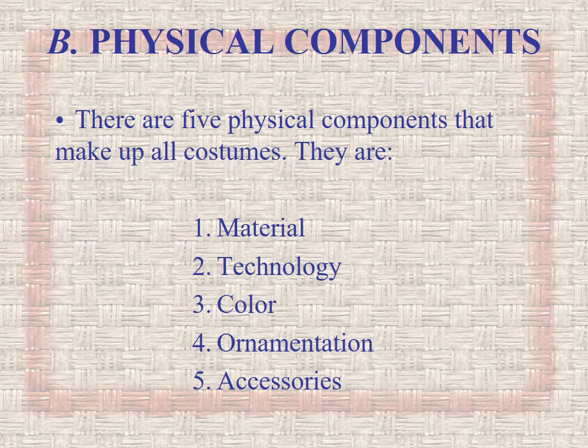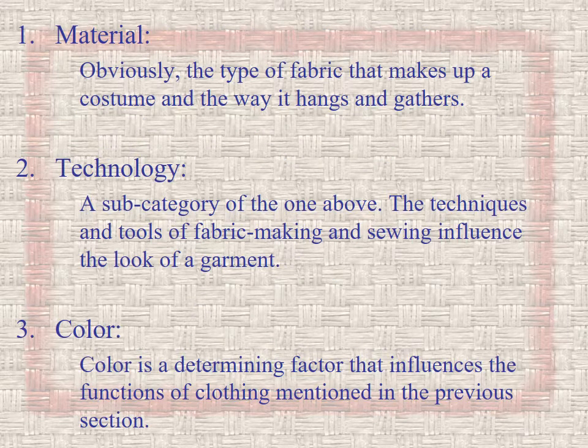Okay, now that we know what costume does, what are the components? Well, there are 5. Material, technology, color, ornamentation, accessories. Let's look at these briefly. Material, obviously the type of fabric, the way it hangs, the way it gathers, the way it looks. Technology, very important, as you'll be seeing, a subcategory of material.